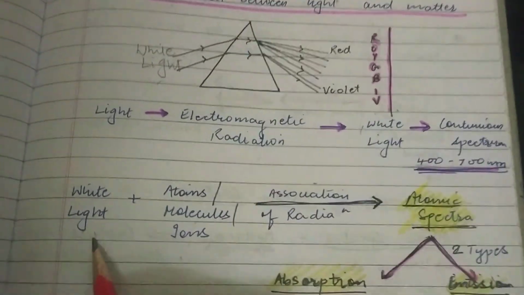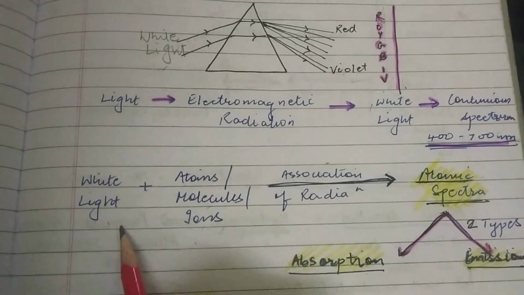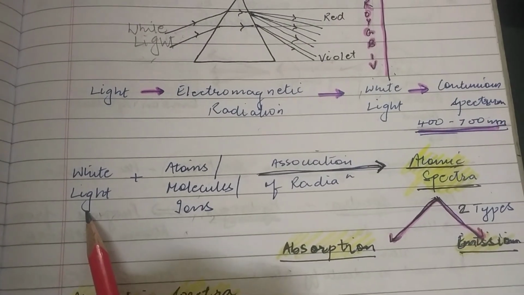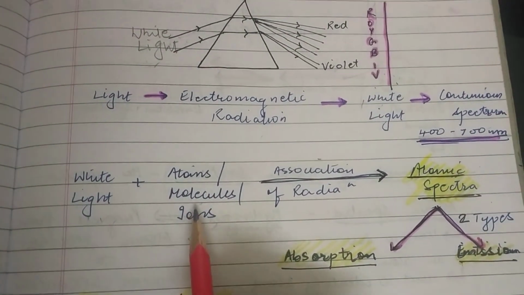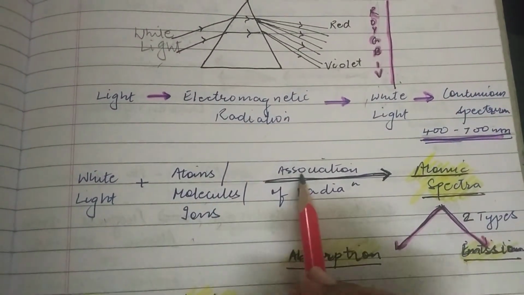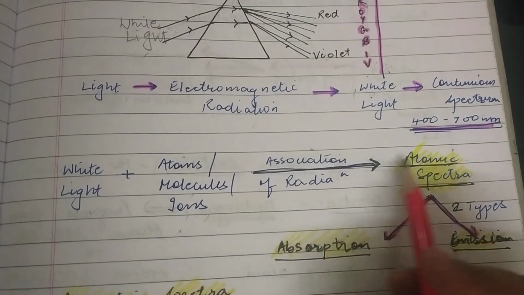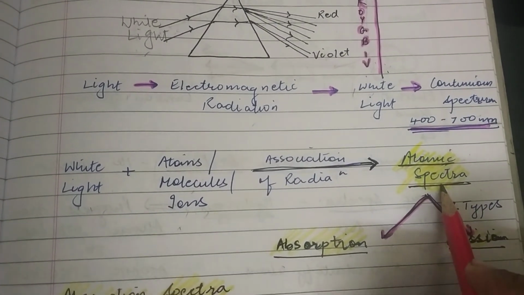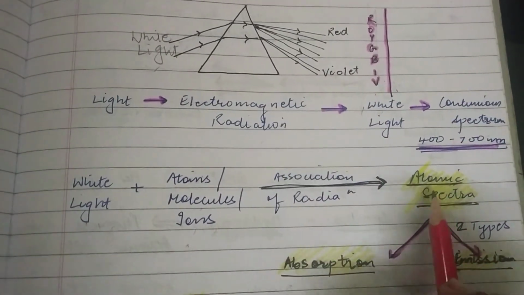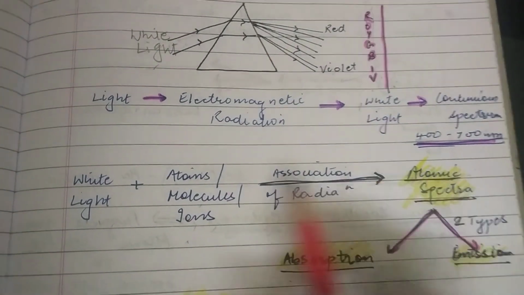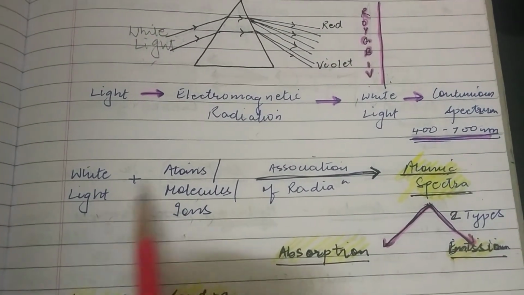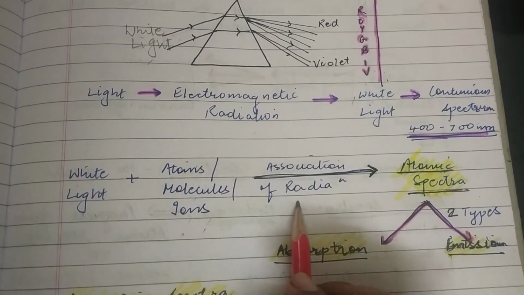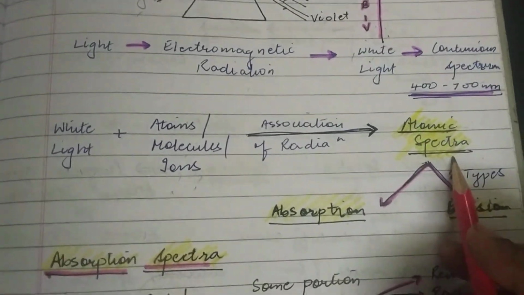So coming to the atomic spectra, students, when white light, which is electromagnetic radiation, interacts with atoms, molecules, or ions, that is matter, then there is an association of radiation that takes place, leading to the formation of an atomic spectra. So this atomic spectra is observed because of the interaction between white light and matter, that is atoms, molecules, or ions.